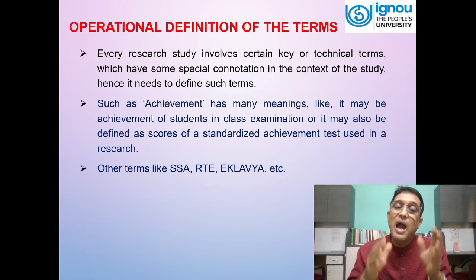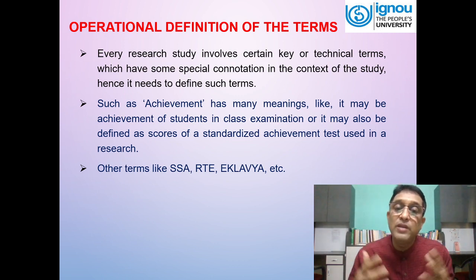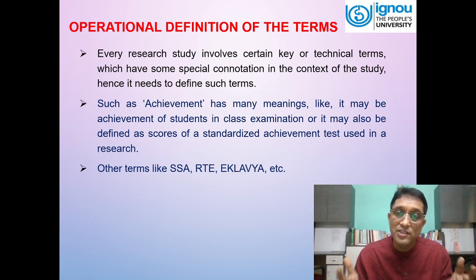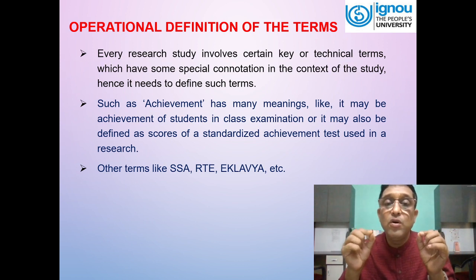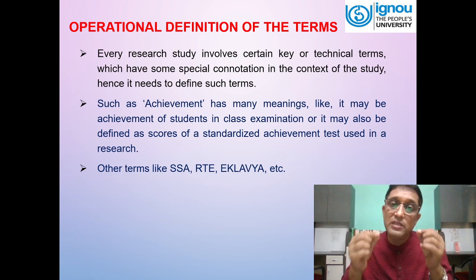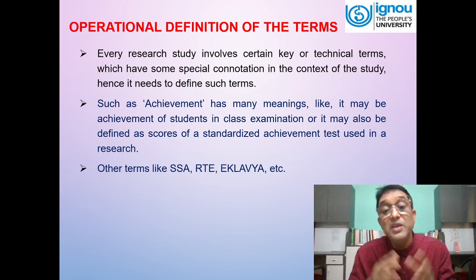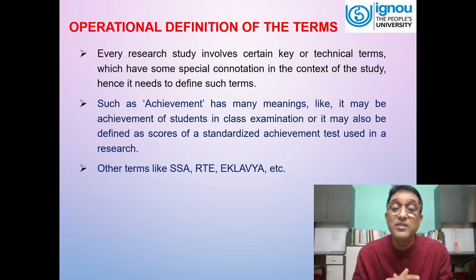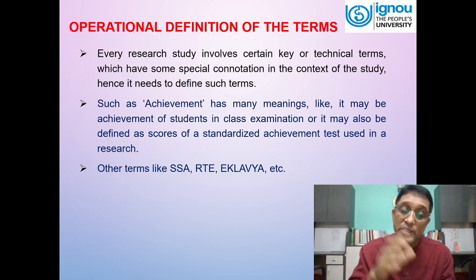So the achievement term you have used in your study, whether you are going to take the score of the students from their classes, or you are going to use a test that you as a researcher have developed for your research, this operational term, operational purpose, you have to explain here. It will not work to simply define that achievement means the score of some test. What that test is, you have to explain it.